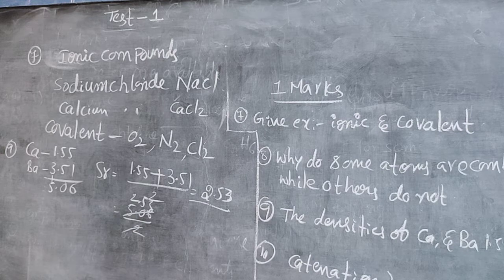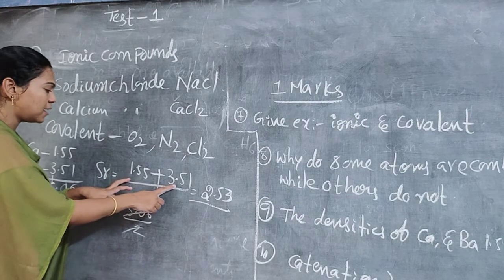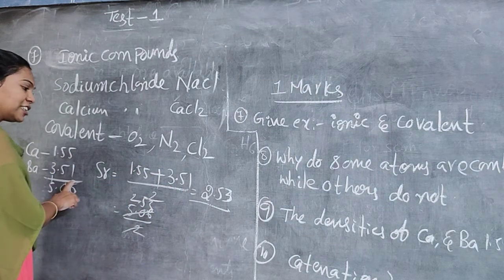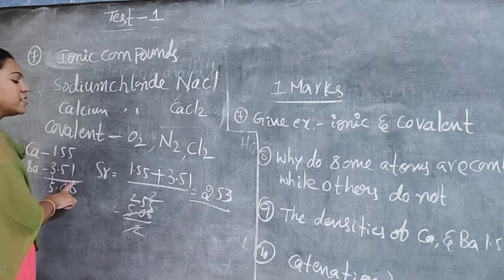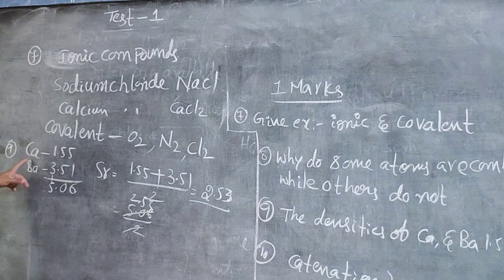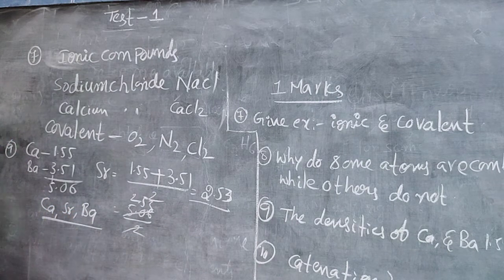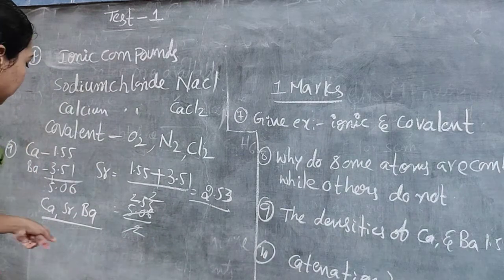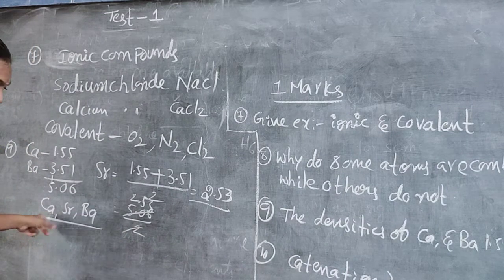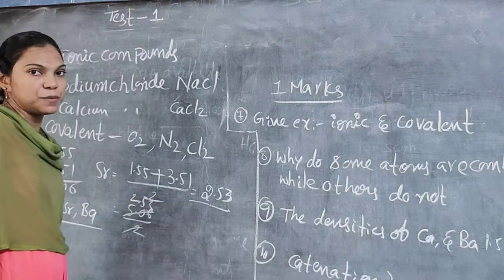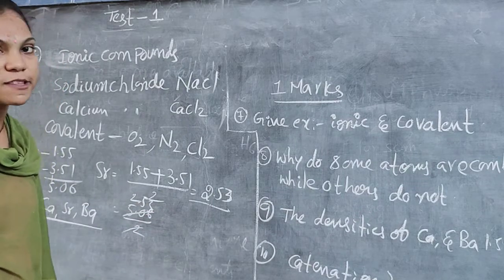How we get this value: we sum the calcium density and barium density and divide by 2. That is Dobereiner's law of triads. The average atomic weight of the first and last elements equals the atomic weight of the middle element. Calcium, strontium, barium are three elements which follow this law. These are a triad in Dobereiner's law. The value for strontium is 2.53. If you write approximately 2.6 also, no problem.